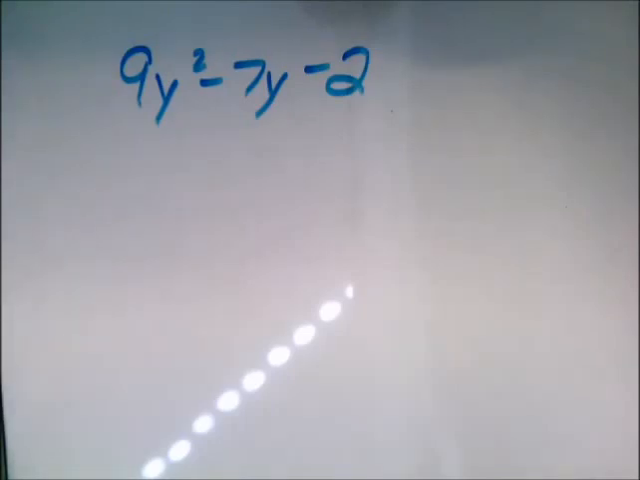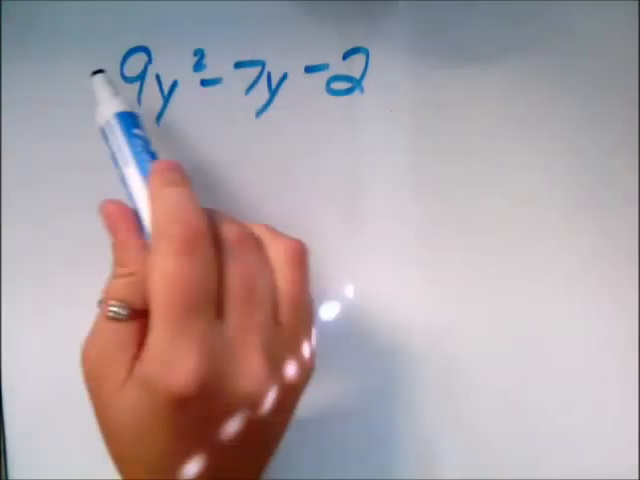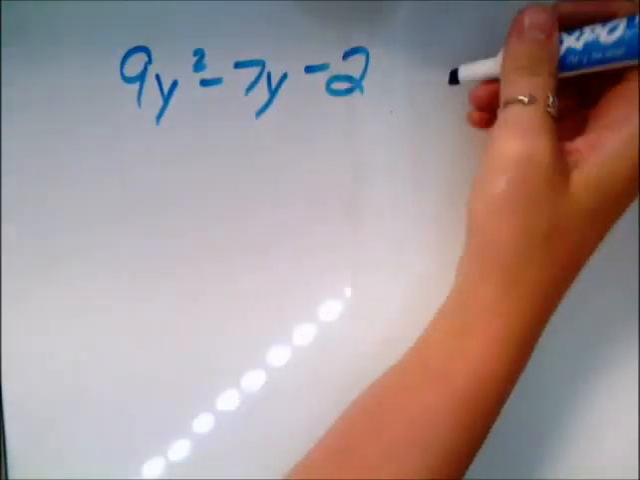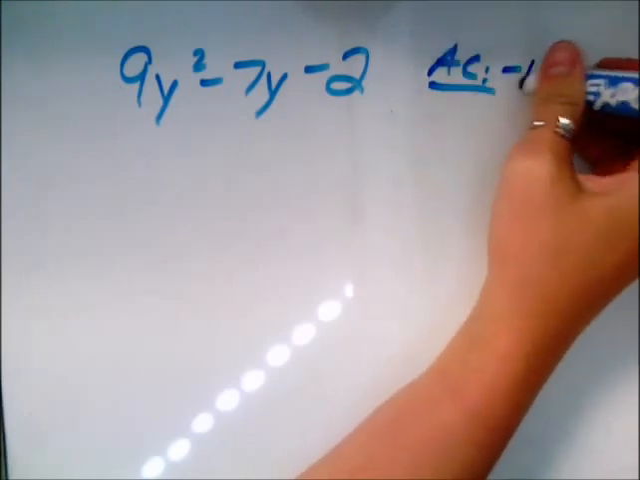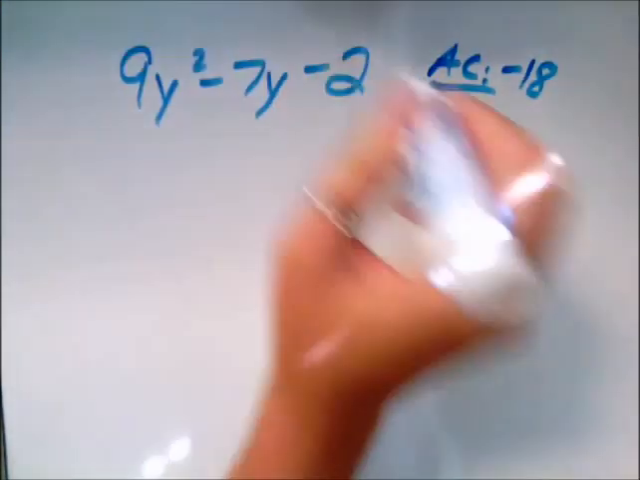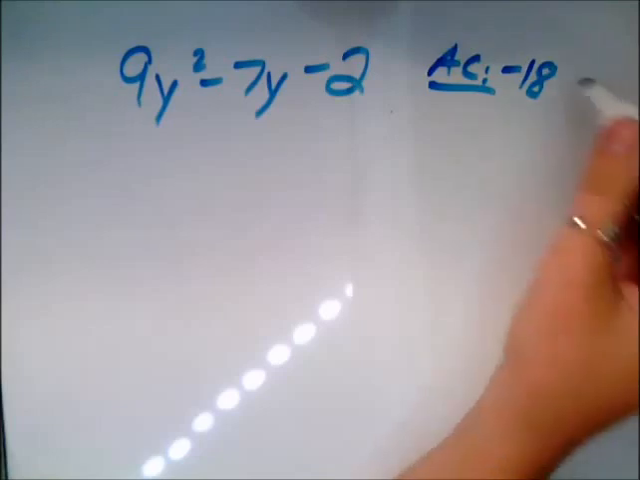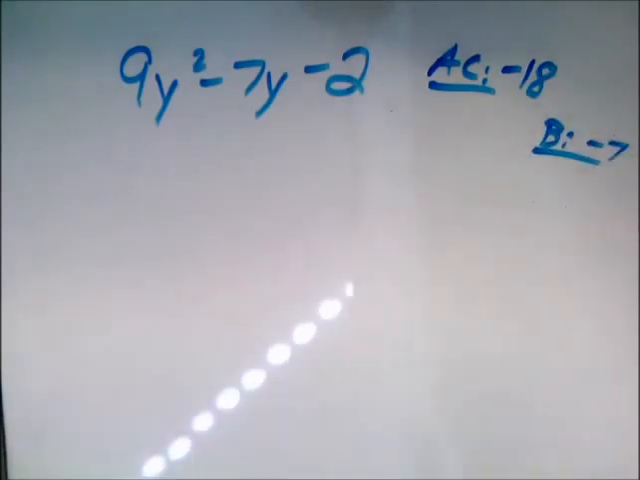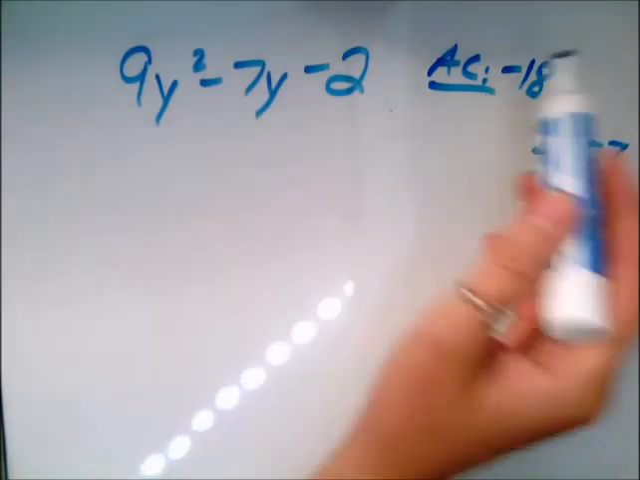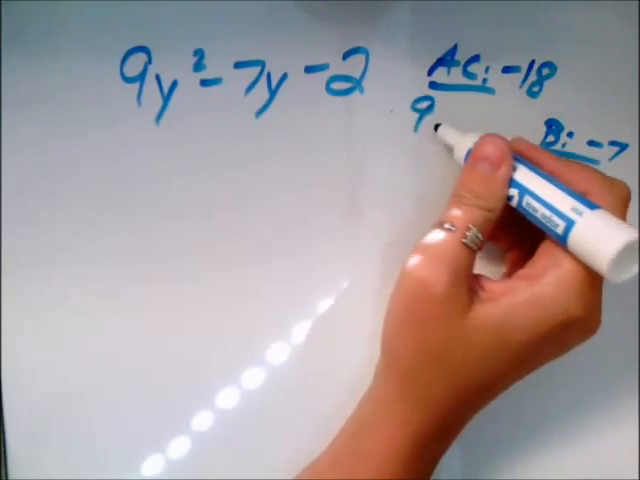So AC method, I need to find factors of A times C, so the first number times the last number. I need to just jot this work somewhere on the side. So 9 times negative 2 gives me negative 18. I need to find factors of that add to the middle number, which is negative 7. So what kind of factors of 18? 1 and 18, that doesn't seem like it would work. 6 and 3 would add to 3 because one's got to be positive, one's got to be negative. 9 and 2, that looks hopeful.